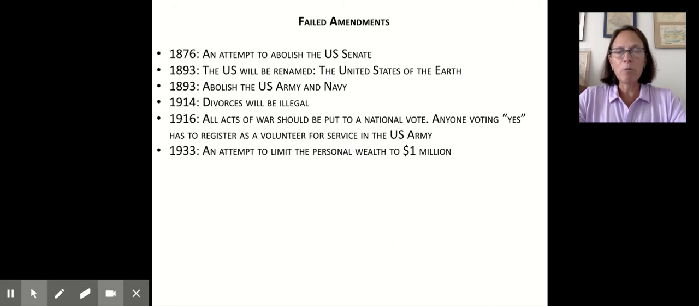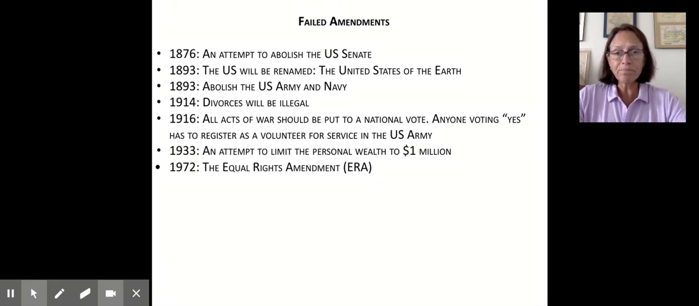And so the idea that we would spread wealth around probably seemed like a pretty good one at the time. $1 million in 1933 is about $20 million in today's money. And then the last failed amendment we'll look at was proposed in 1972, the Equal Rights Amendment, also known as the ERA. You may have heard of this one recently because it's been in the news this past year.